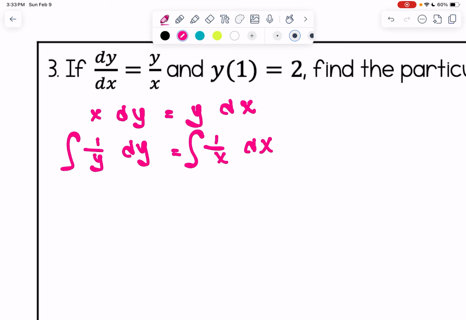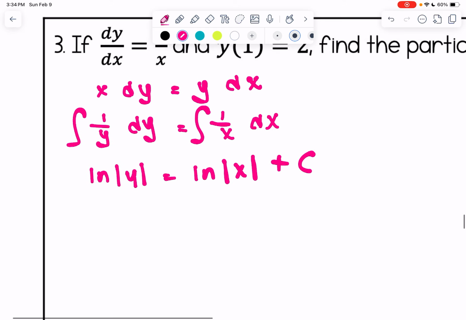And then we are able to integrate because our variables are now separated. So over here, I'm going to have ln of absolute value of y equals ln of absolute value of x plus c. Then we're going to use our log rules to simplify and get y by itself like we did in the previous problem. So I'm going to get y equals c, absolute value of x.